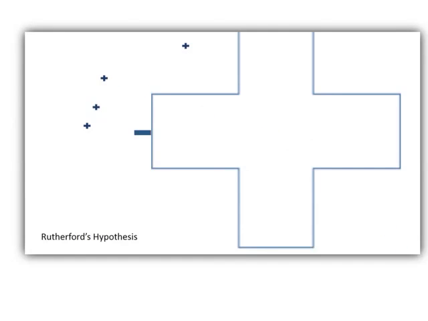His results, though, didn't back this up. Most of the alpha particles made it straight through completely unaffected. However, about 1 in 8,000 would come flying straight back at him. He said it was as if he fired a cannonball at a piece of tissue paper and the cannonball ricocheted.